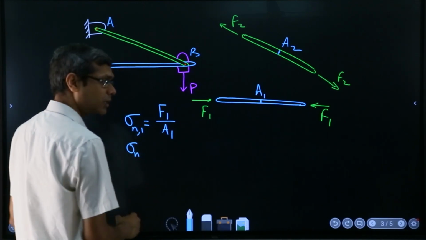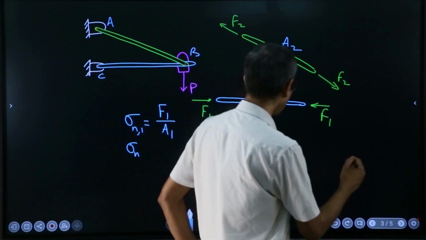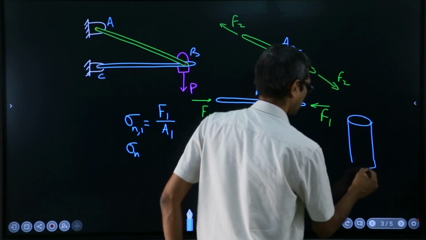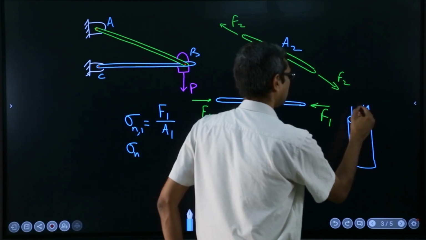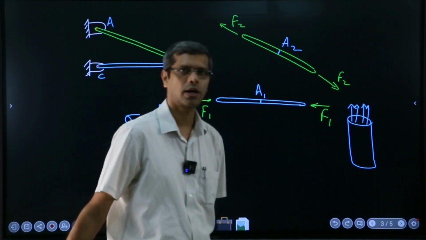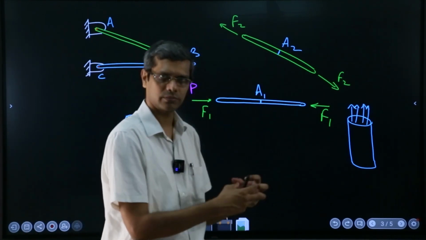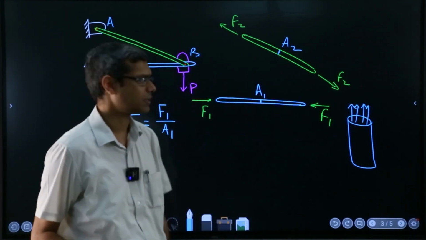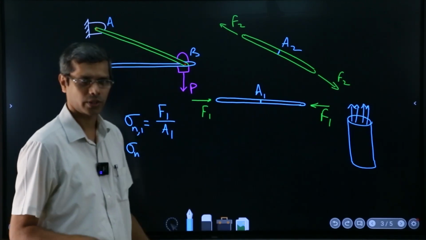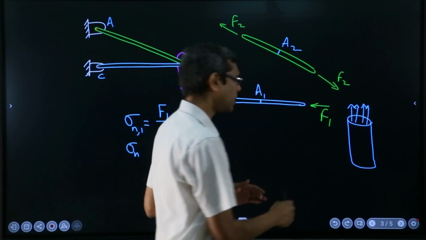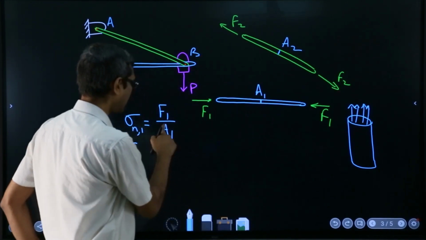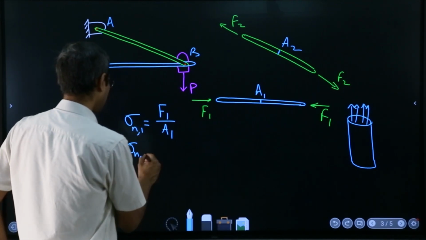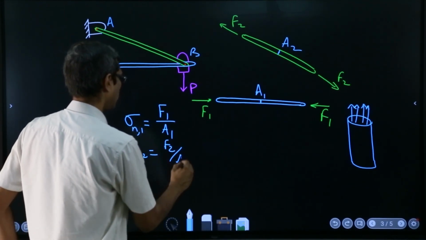Similarly the normal stress, if you look at the cross section, suppose this is the cross section, the forces which are trying to break these things apart are normal to these surfaces, these areas, and that is why the term normal stress. So force per area which is normal to the force. This area A1 is normal to the force that is trying to break it apart. So that's sigma n1, and sigma n2 will be F2 over A2.